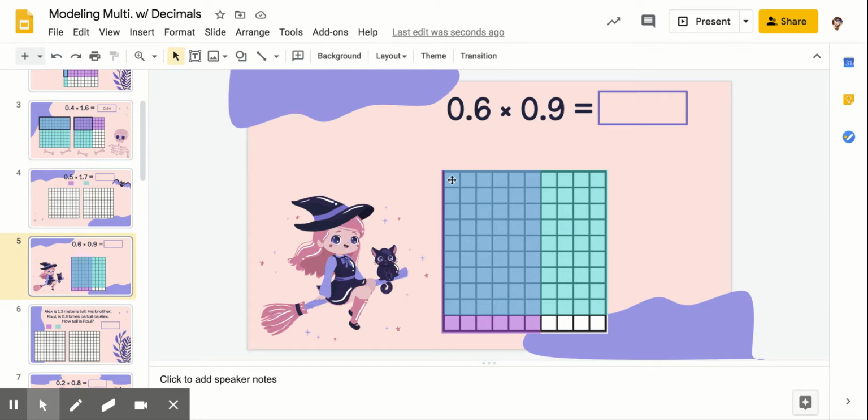Well, I've got 9 rows of 6. So that would be 1, 2, 3, 4, 5, 6, 9 times. That's 54 squares in here. Remember, each little square is a hundredth. So my answer would be 54 hundredths. 54 hundredths.